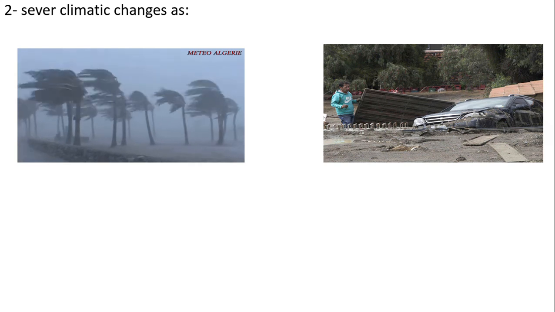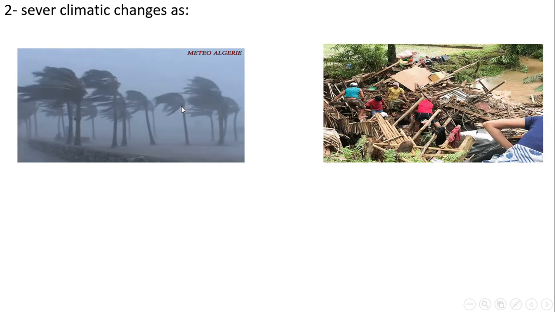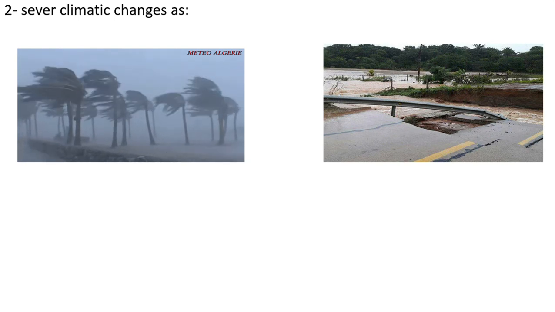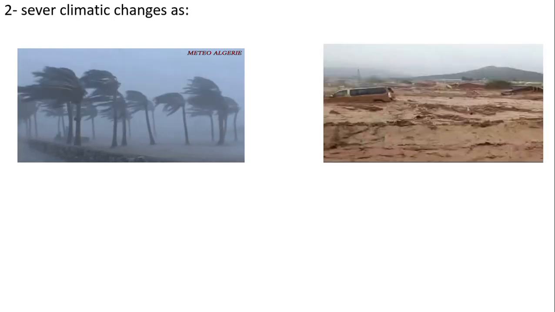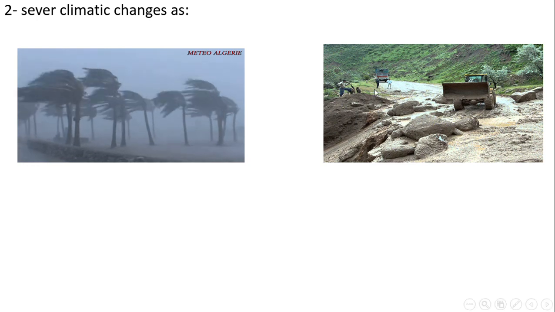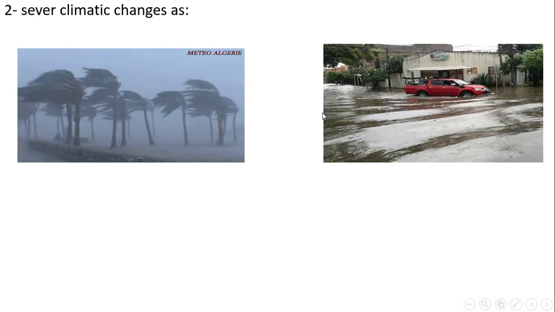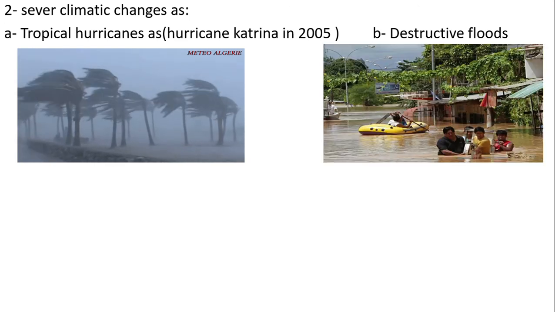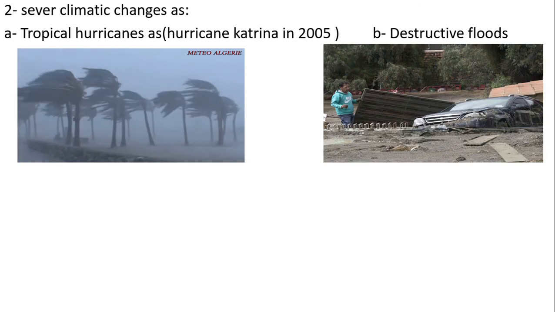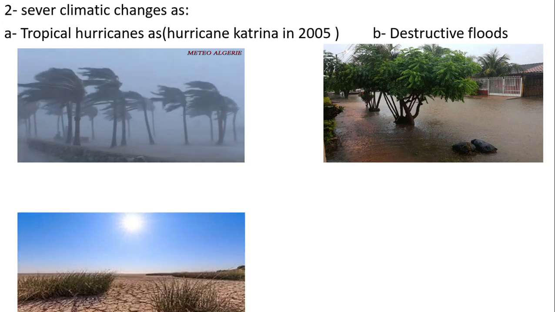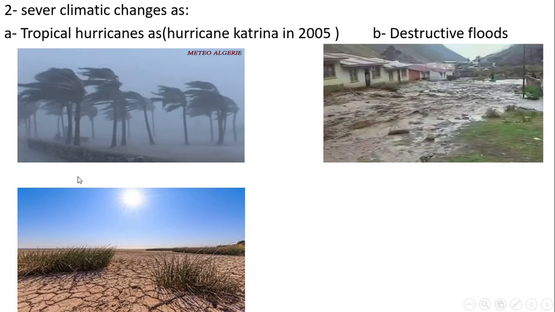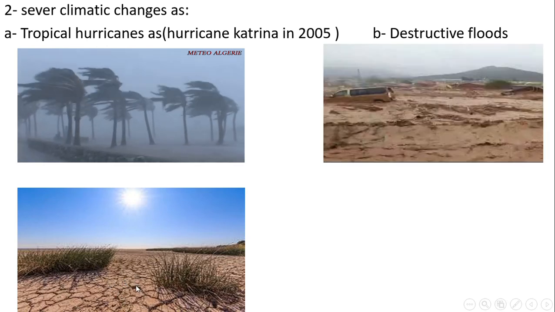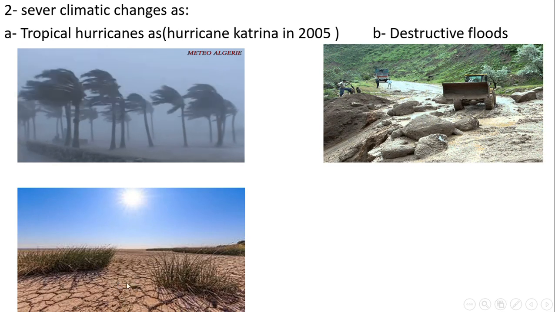Number 2, severe storms and turbulence like hurricanes, like Katrina hurricanes. This depends on climatic change. So here, destructive floods and hurricanes like Katrina. After that, we said before drought, and what is meant by drought? It is a decrease in the amount of water in soil. This is drought.